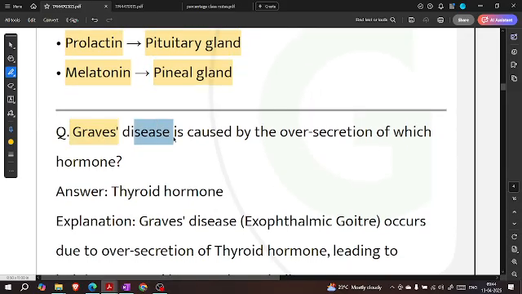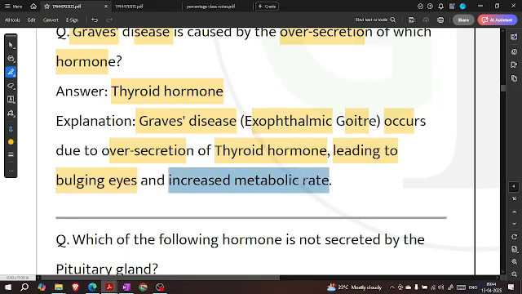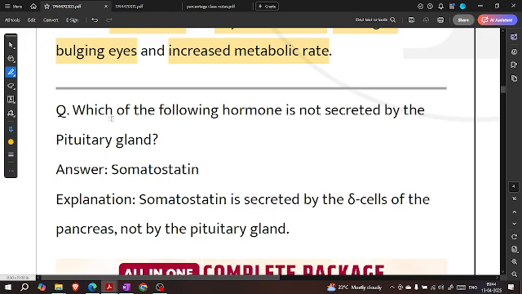Graves' disease is caused by the over-secretion of which hormone? Thyroid hormone. Graves' disease, exophthalmic goiter, occurs due to over-secretion of thyroid hormone, leading to bulging eyes and increase in metabolic rate. Which of the following hormones is not secreted by the pituitary gland?